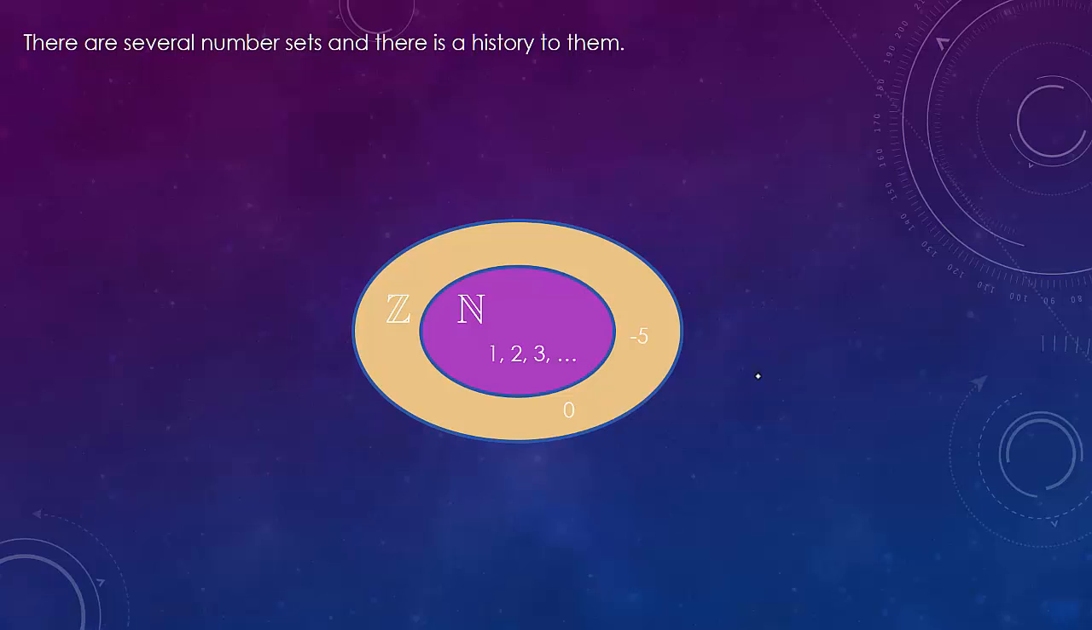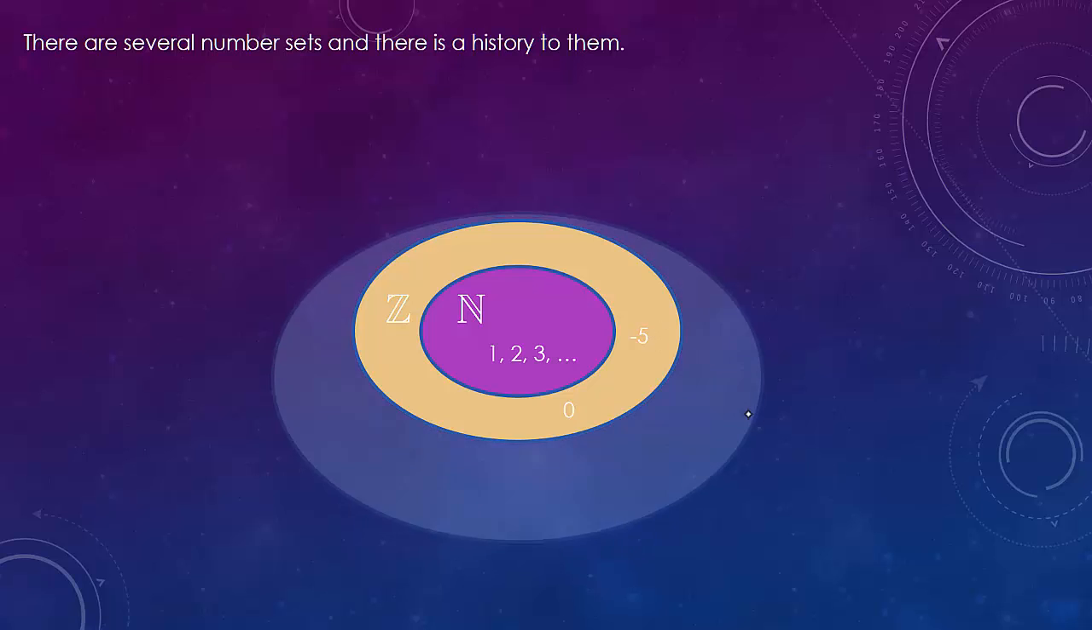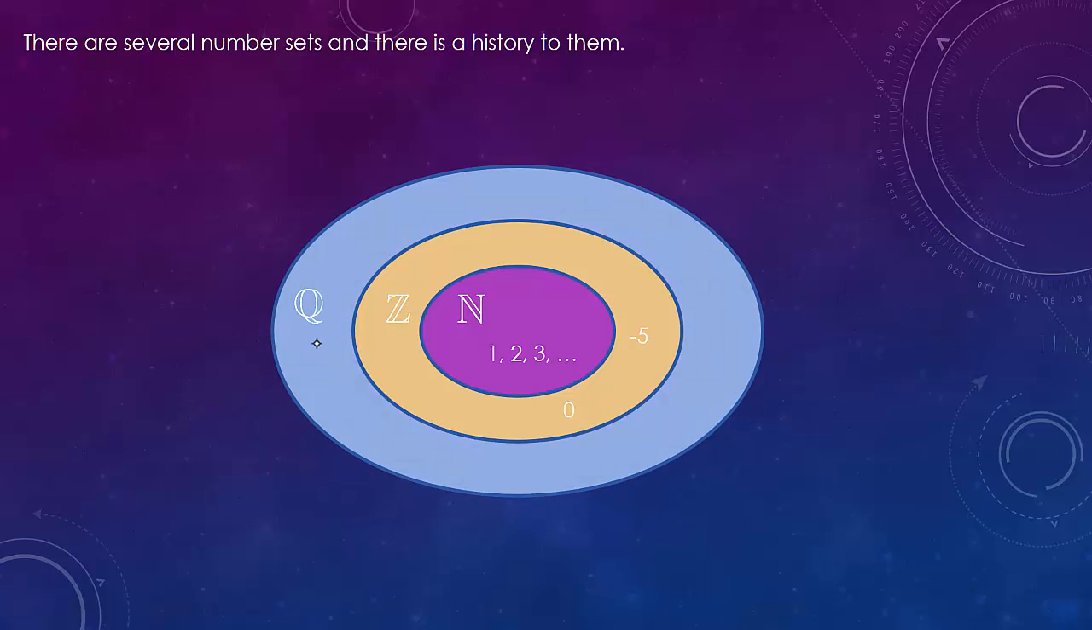The next set that contains everything in Z and more is the set Q, the set of rational numbers. Fractions historically come along much later. So in here we have things like a half and -13/5. But note that 2, for example, is also a fraction because you can express it as 2/1.